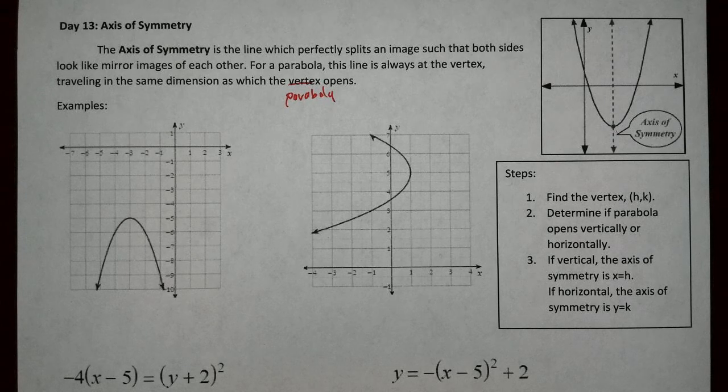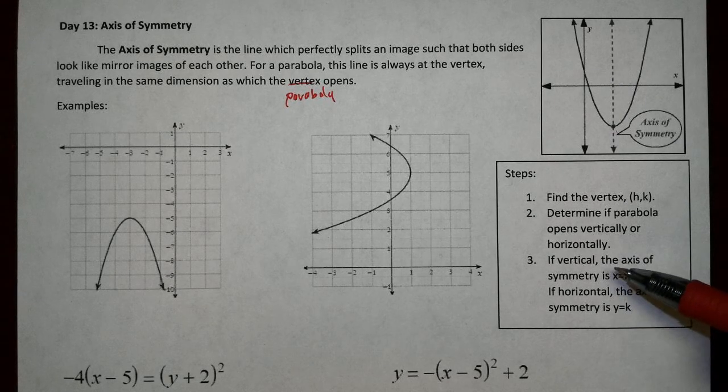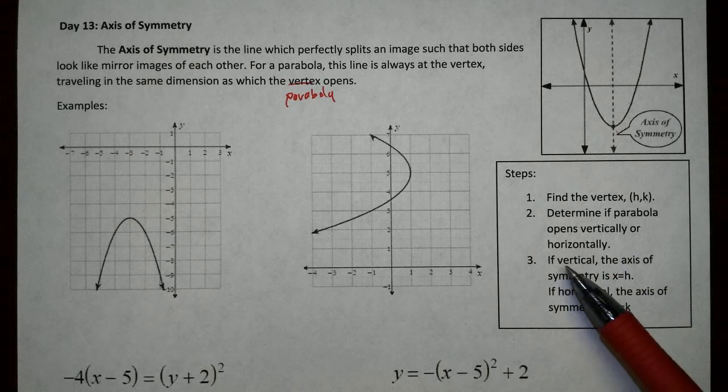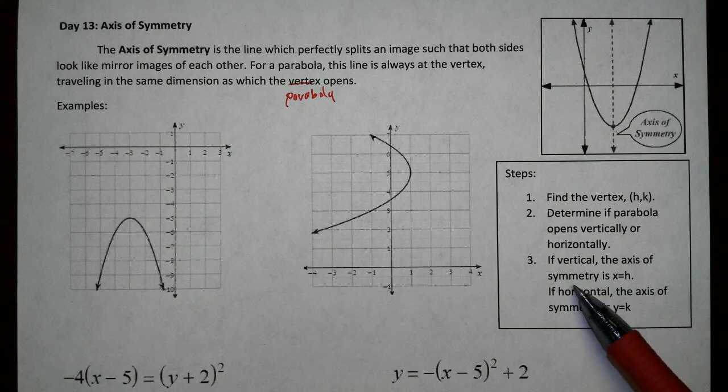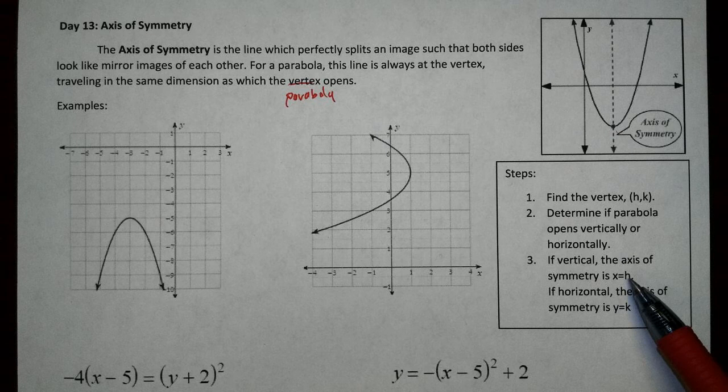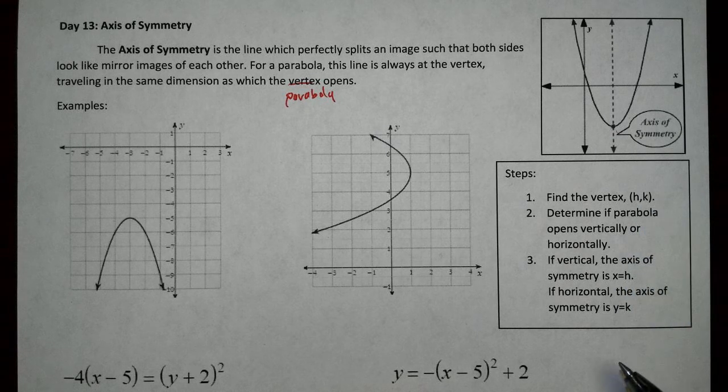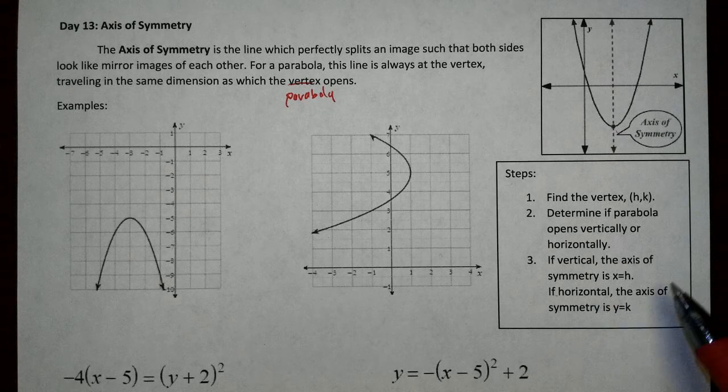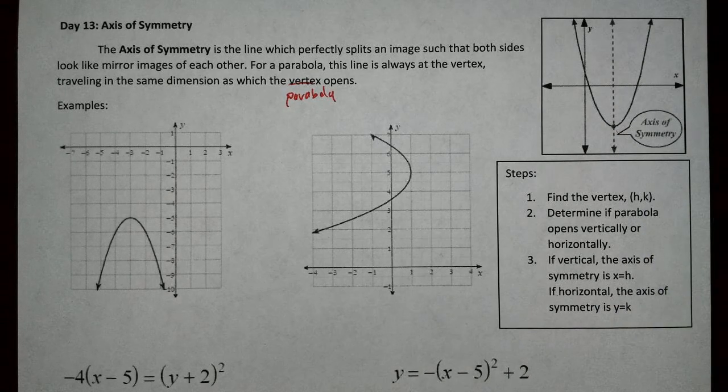Okay? Once we have those two pieces of information, then for step 3, if our parabola is vertical, the axis of symmetry is going to be x equals h, or the x value of our vertex. If it's traveling horizontally, then the axis of symmetry is going to be y equals k, where k is the y value of our vertex. Let's go ahead and take a look at some examples now.